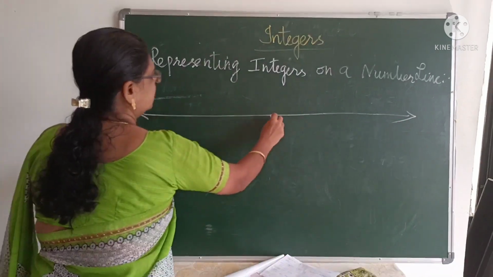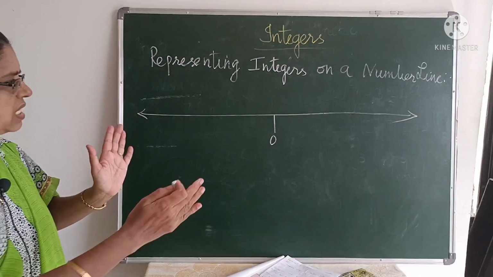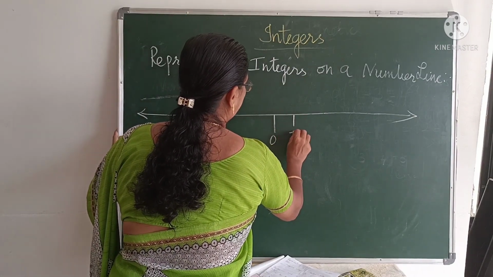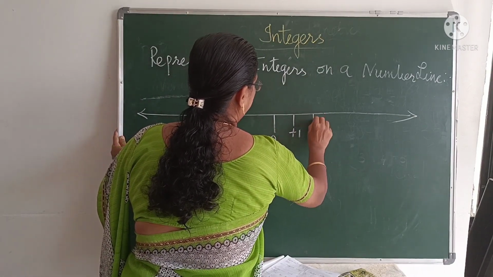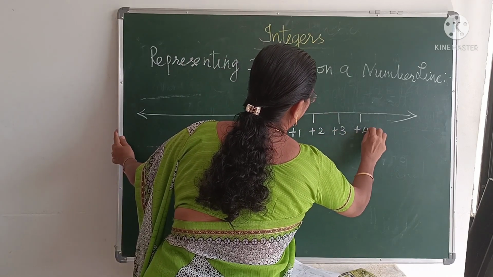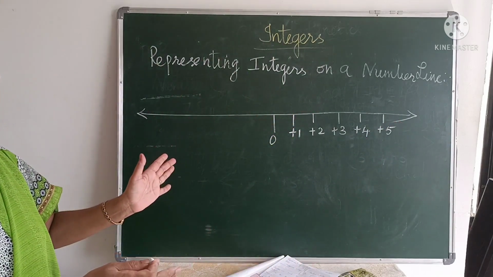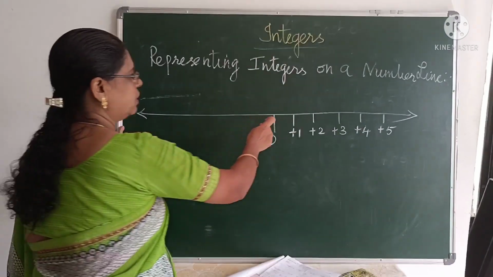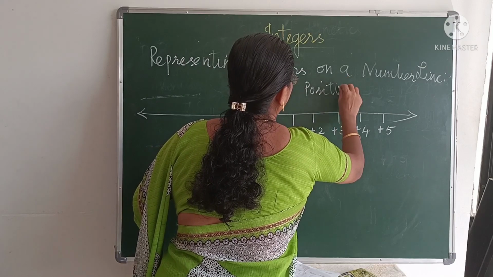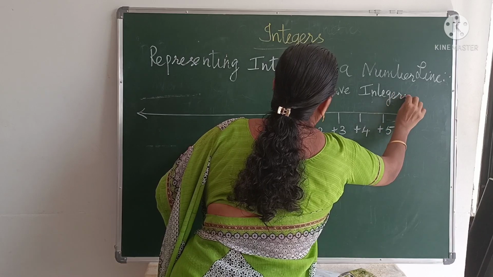On a number line, 0 is always written in the middle. And all the positive integers are written to the right of 0 in one unit distance. Plus 1, plus 2, plus 3, plus 4, plus 5. So the positive integers can be written without the plus sign also. So these are all positive integers, and they are written to the right of 0 on a number line.